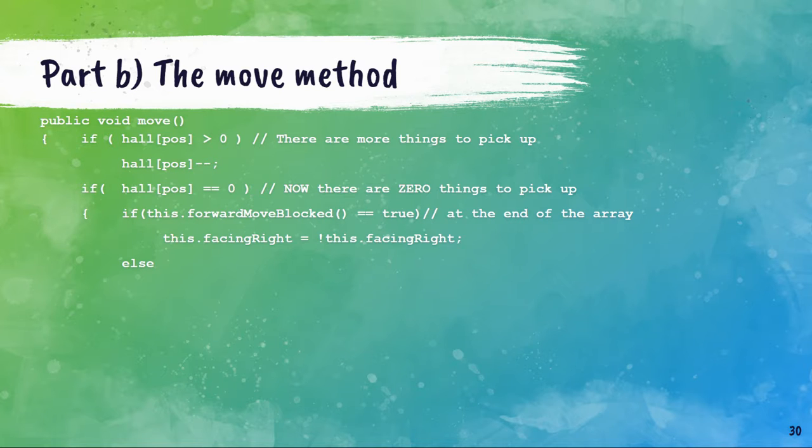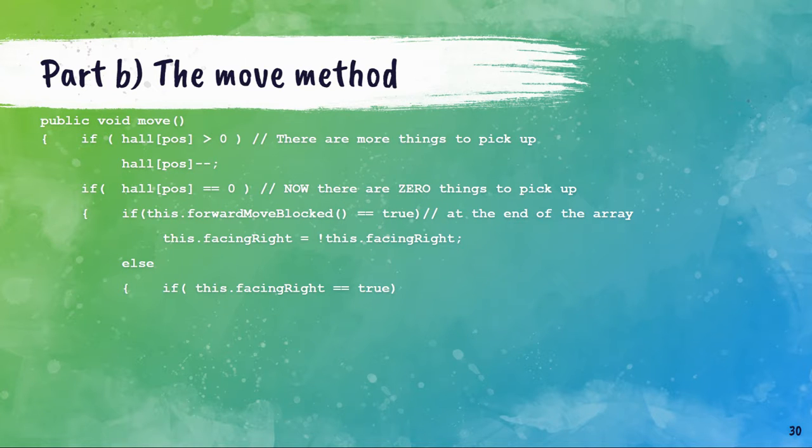This else means that it can move forward, so it is not at the end of the array. So I've got to increase or decrease pause. To do that, I've got to figure out, are you facing to the right or to the left? So there is another if statement. I don't know another way of solving that problem.